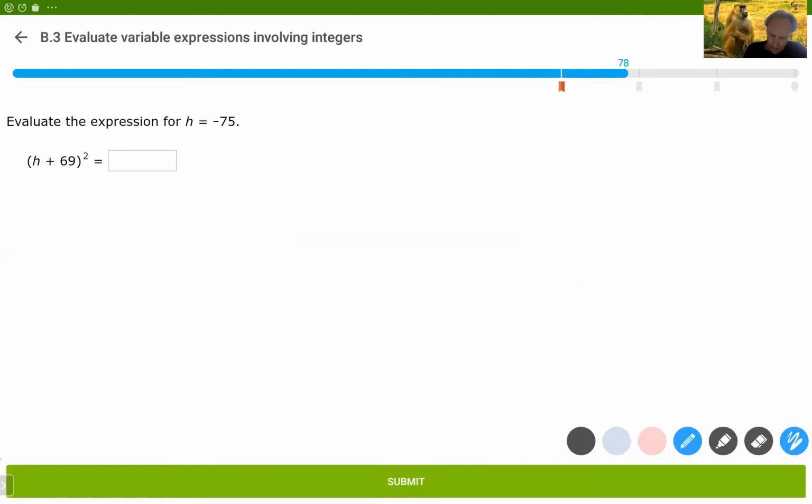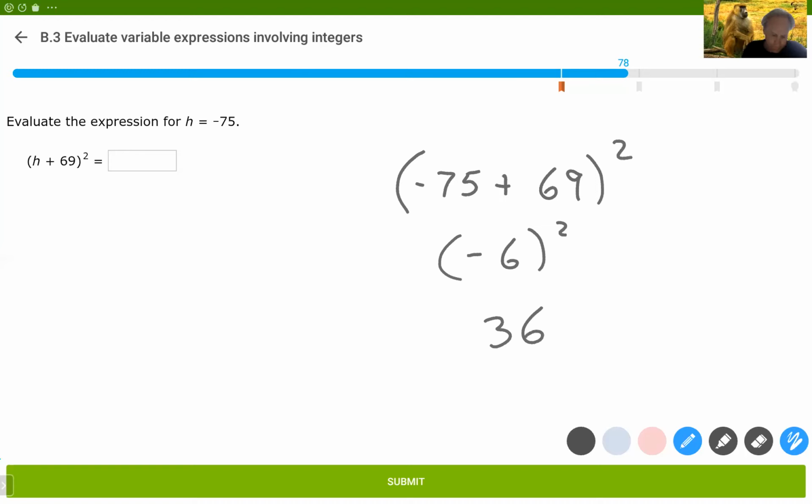Oh, h, negative 75. Again, it's getting inside parentheses as it is, so I'm just going to leave it alone. 69 quantity squared. And when you add those together, you get negative 6 squared, which is 36.